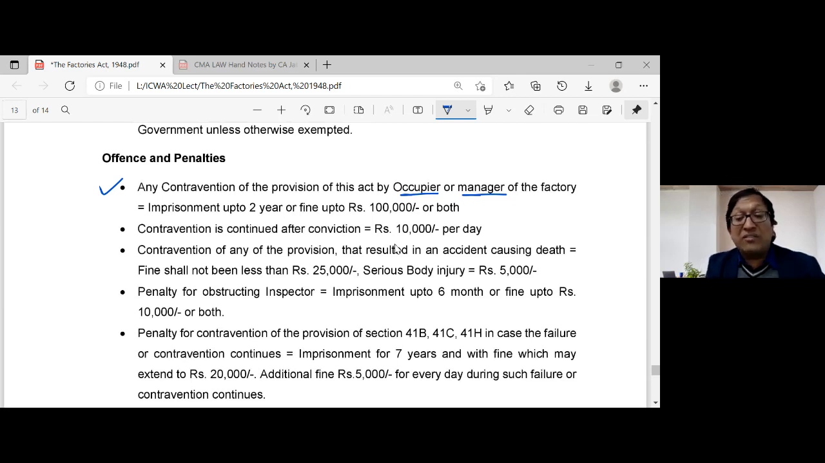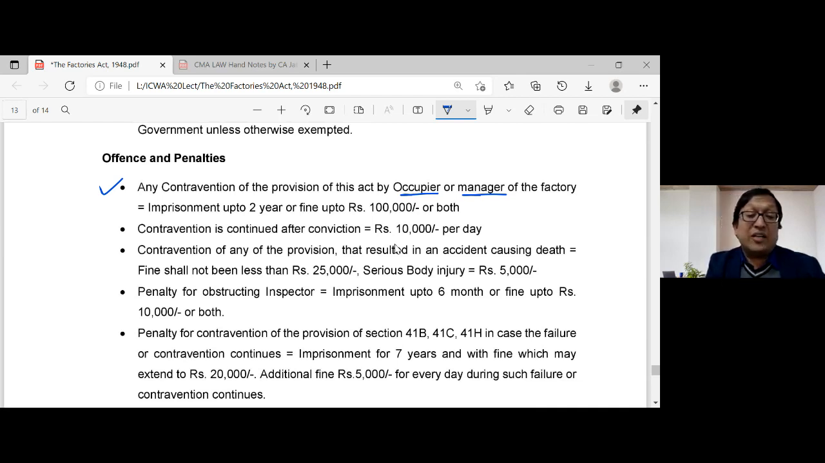Contravention is continued even after conviction. Say you have been convicted, but still you are again continuing the contravention. This means you are not listening at all, you have been proven guilty, okay? Even after conviction, you are continuing with the contravention.